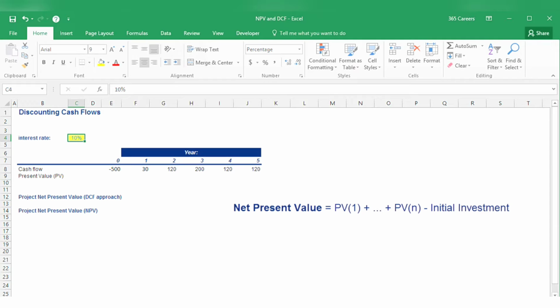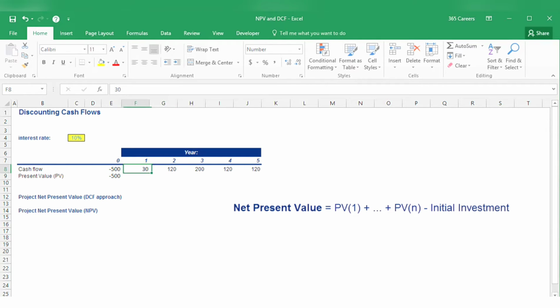The first thing I will do is discount the cash flows. The initial investment of $500 is today. We will consider the current time as zero because it is 0 years from now. Thus, it will remain as minus $500. Okay. The next cash flow of 30 is after 1 year. 120 after year 2. And so on.